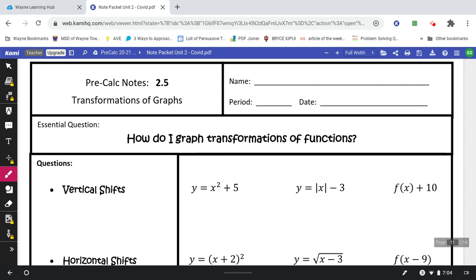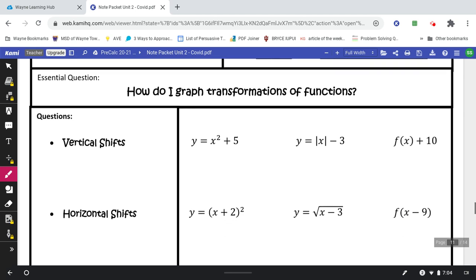These are the 2.5 notes for pre-calculus. Essential question for today: how do I graph transformations of functions? So we learned a little bit on Delta Math about how these transformations work. So this is just our official note page on them.